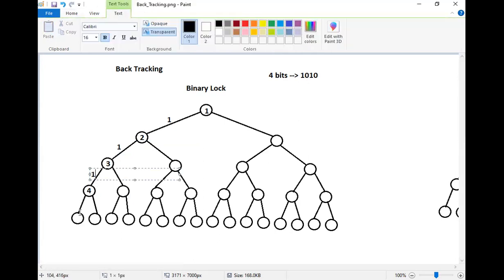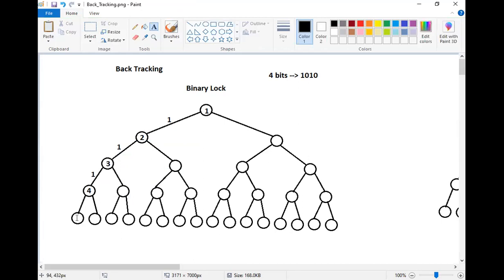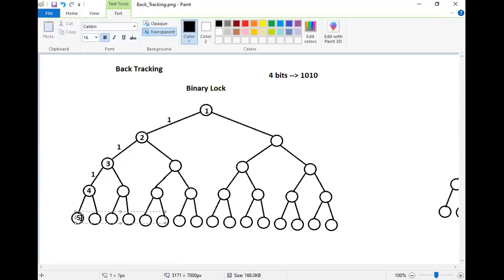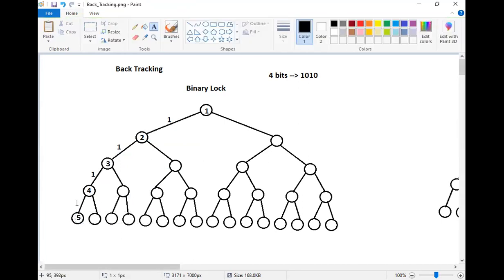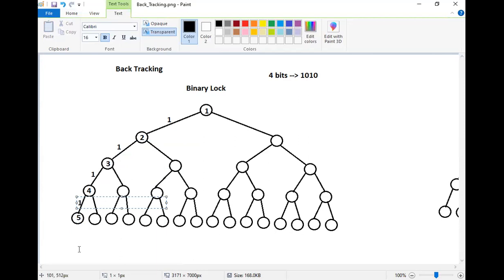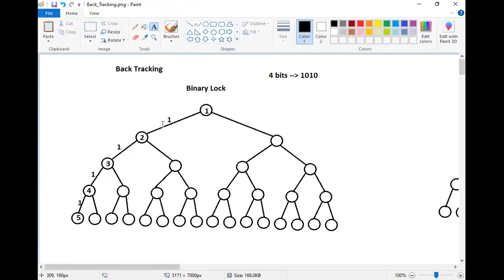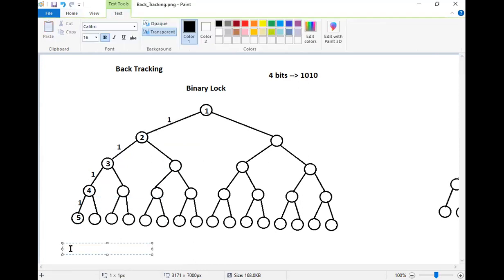Then from 4 to 5, I can go, and again the value I can consider to be 1. Now, look at the numbers here: 1, 1, 1, and 1. 4 bits I have used here. Now, if this particular value, 1, 1, 1, 1, is the unlock key, then definitely the lock will get opened.